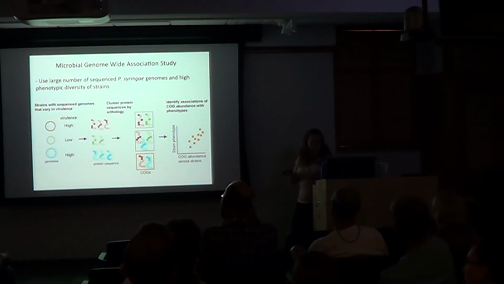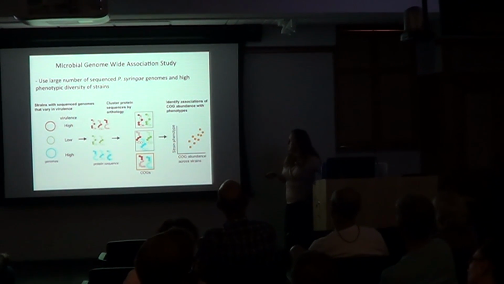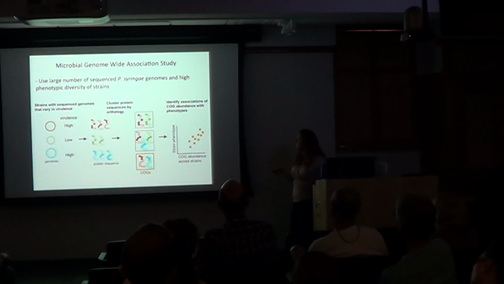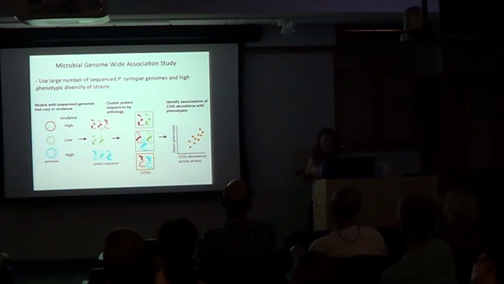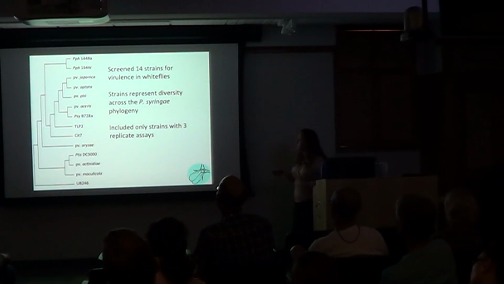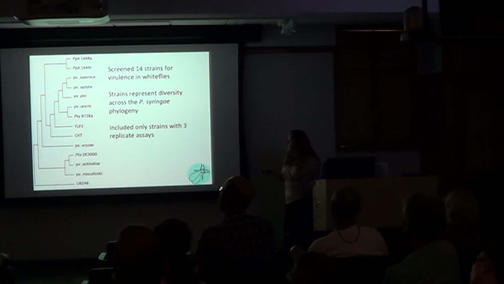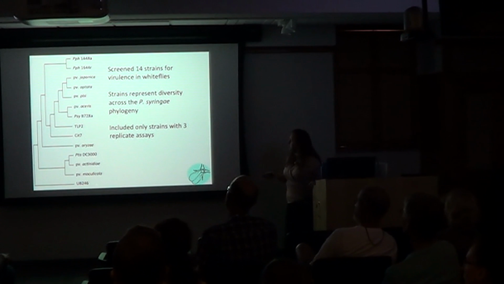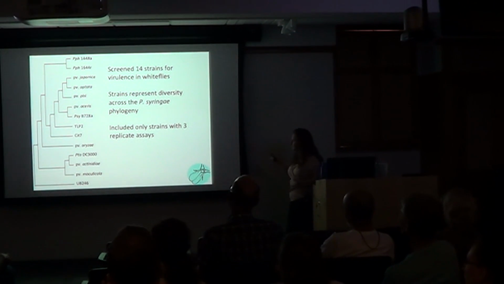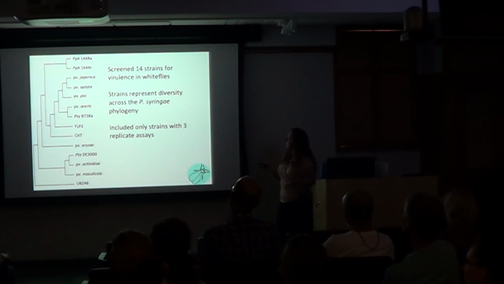So I'm going to present the results of this work today. It's somewhat preliminary in that I only have 12 strains that I've included, but it's a proof of concept that this is something you can do, and hopefully I'll be able to expand to more strains and get a better idea of what's actually happening here. In order to screen the strains, we screened 14 strains that had sequenced genomes in whiteflies for virulence. These strains are a pretty broad swath across the Syringae phylogeny, including, I think, some strains that are no longer classified as Syringae. So there's definitely a lot of phylogenetic breadth here.